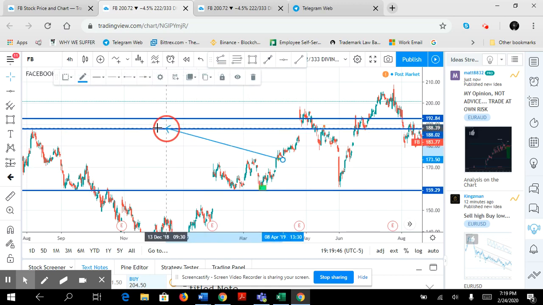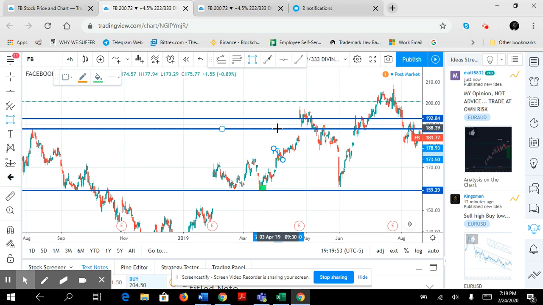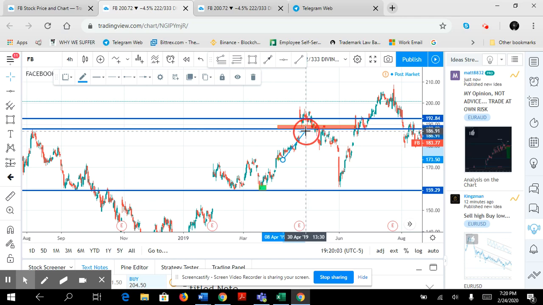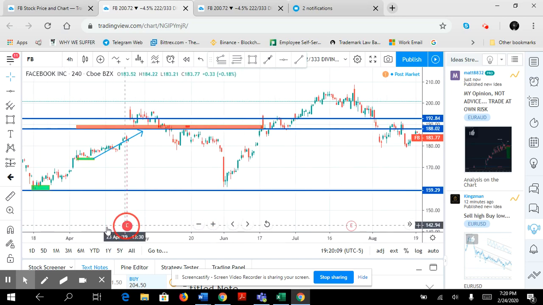So, Eric, where's my target? We would have looked left and we would have had a sell zone, made it red for sell off. We would have entered here. All right, let's make this bigger.